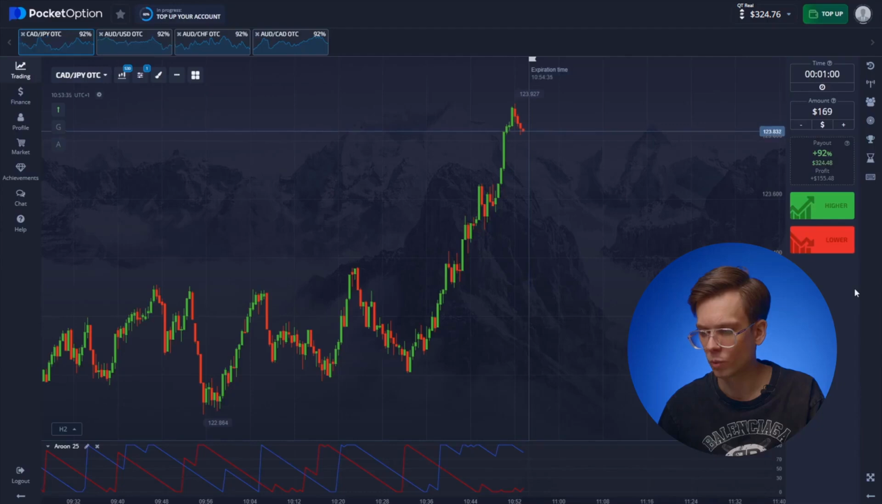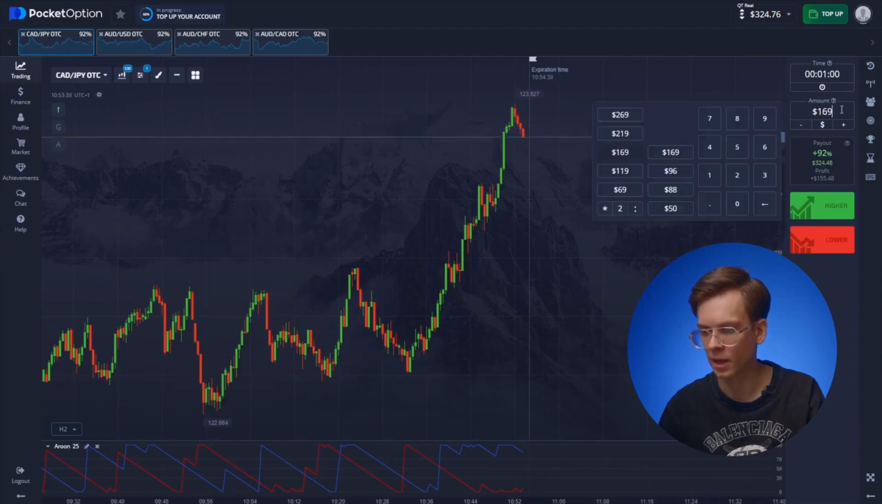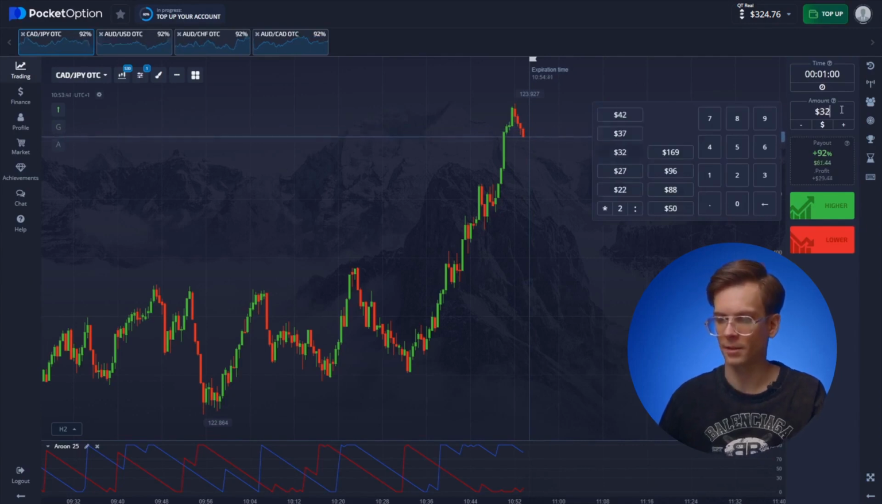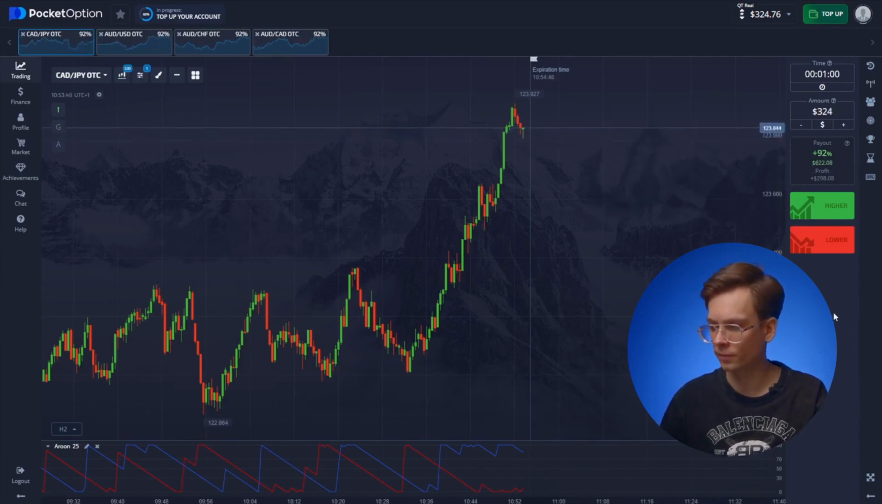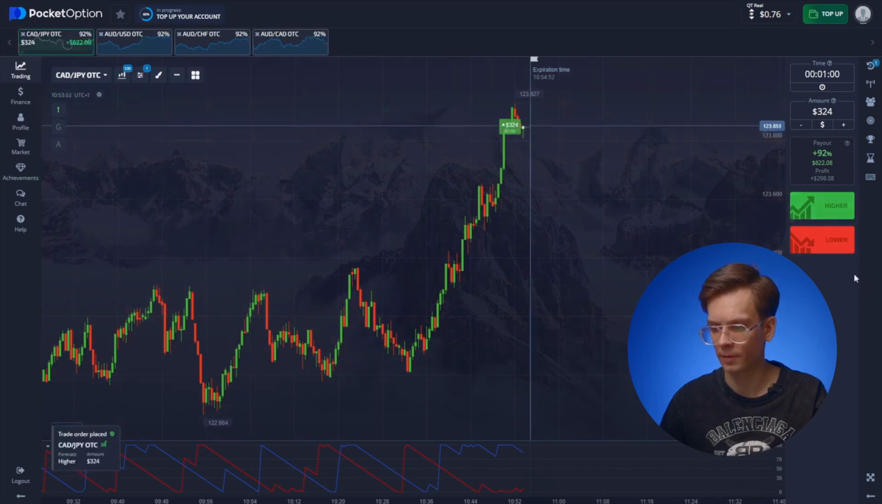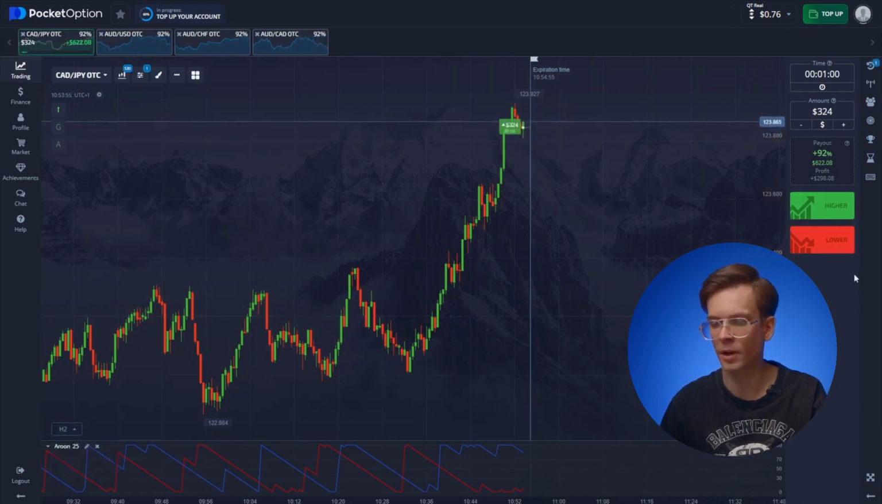Moving on. Skipping Aussie and Canadian for now. It's going to be Canadian and yen. Investing the entire amount and going long. It seemed like there was a reversal on the chart, but it turned out to be just a minor retracement. Arun helped me understand that the uptrend will continue.